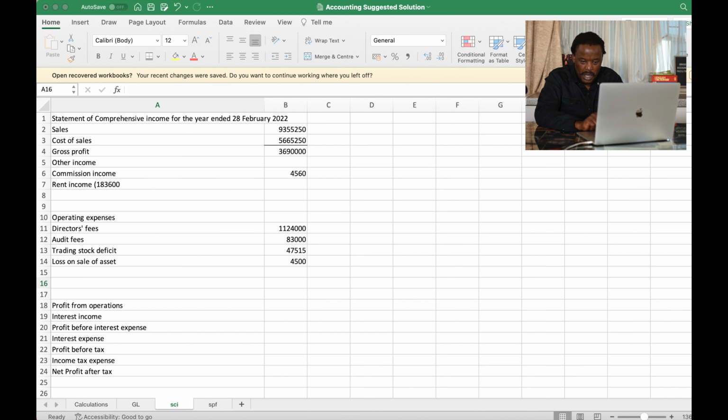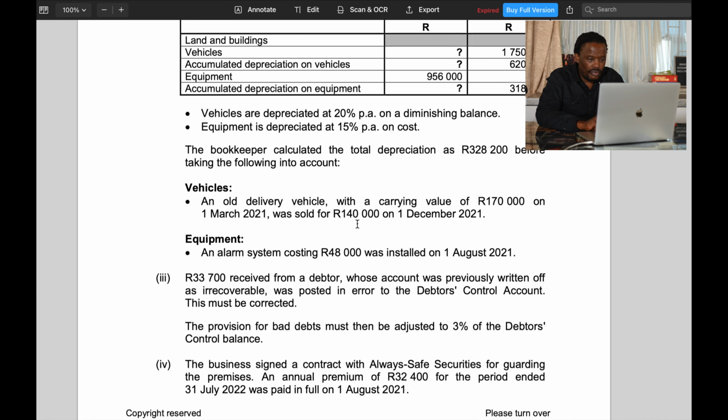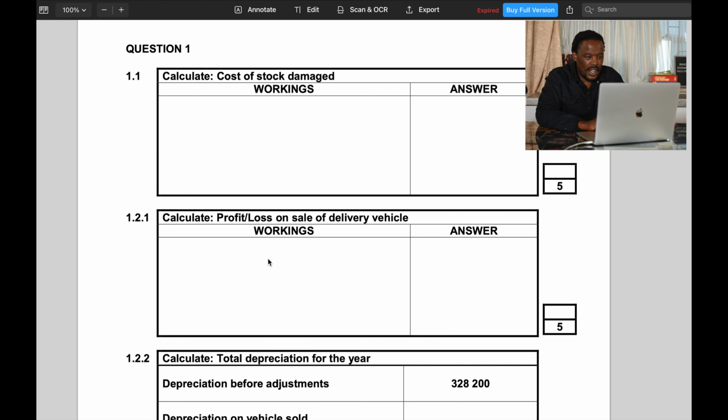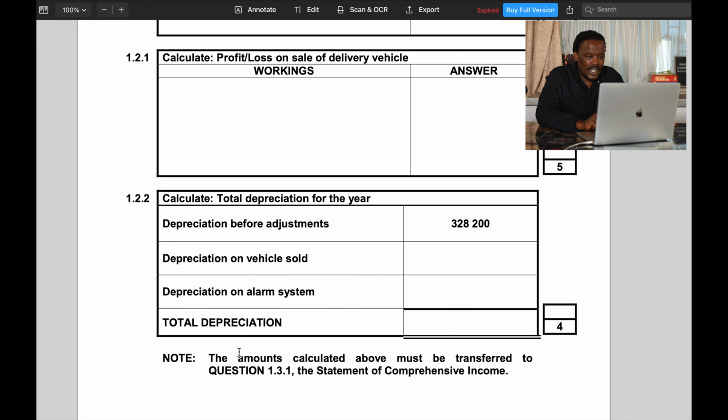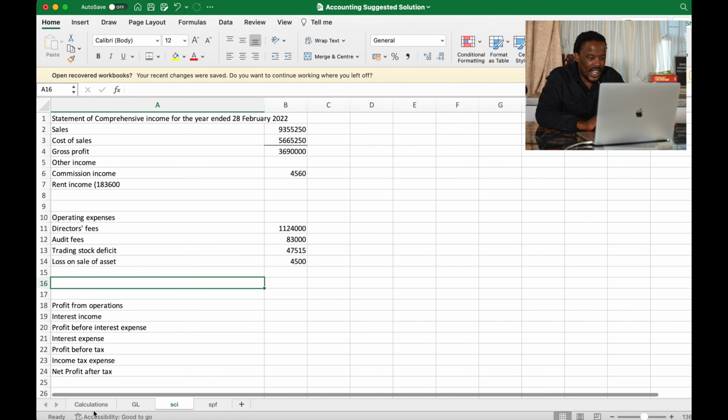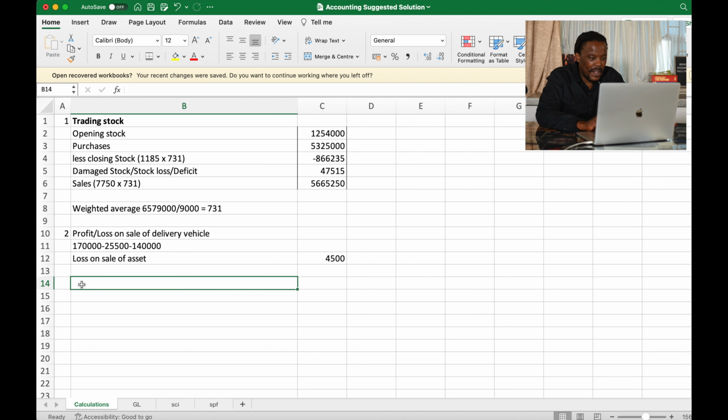Where is my question paper now? It disappeared. Equipment. An alarm system costing 48,000 was installed on 1 August 2021. Let's look at the given answer sheet to say, okay, we gave them workings, we have calculated. Now they say to us, calculate the total depreciation for the year.